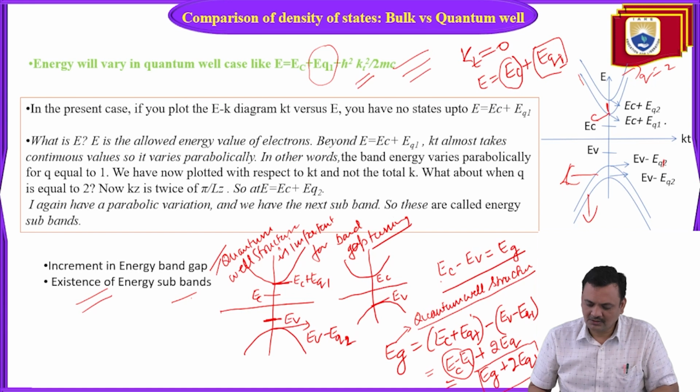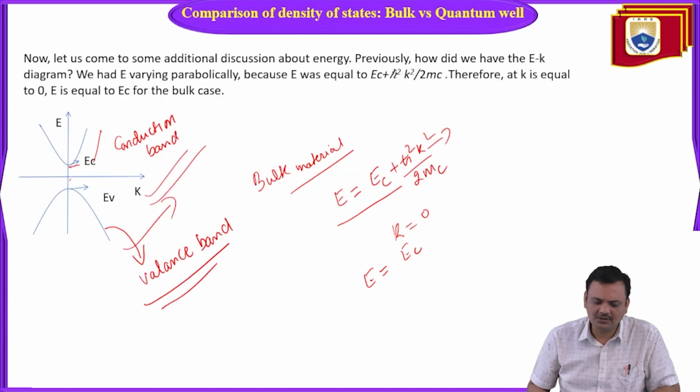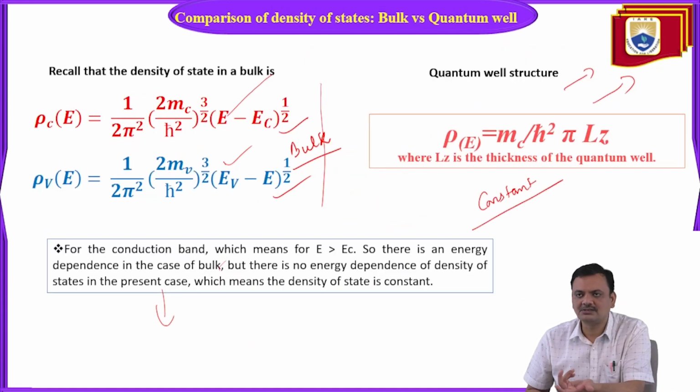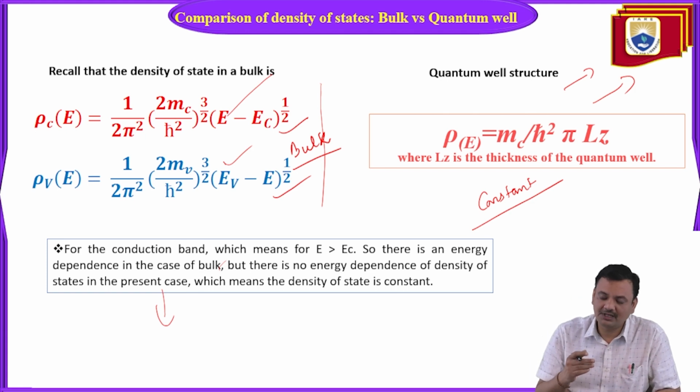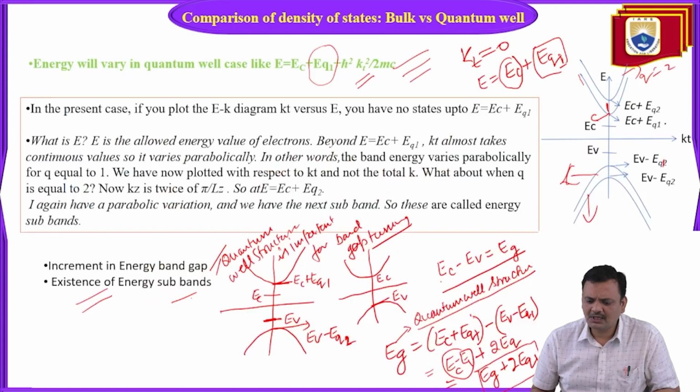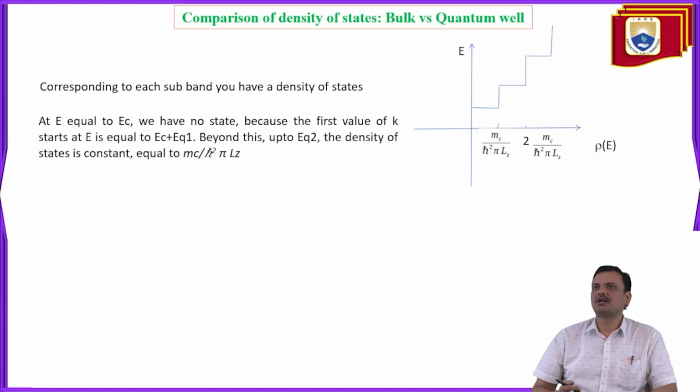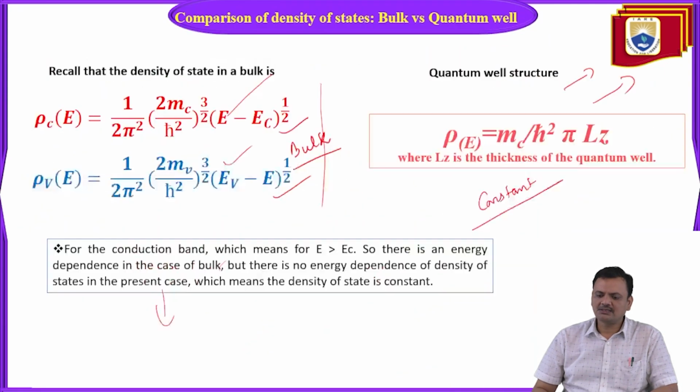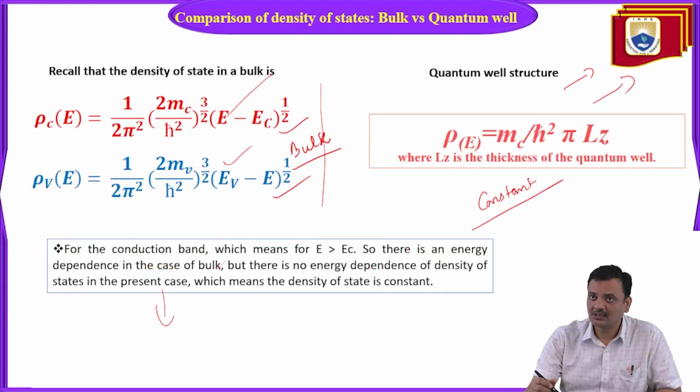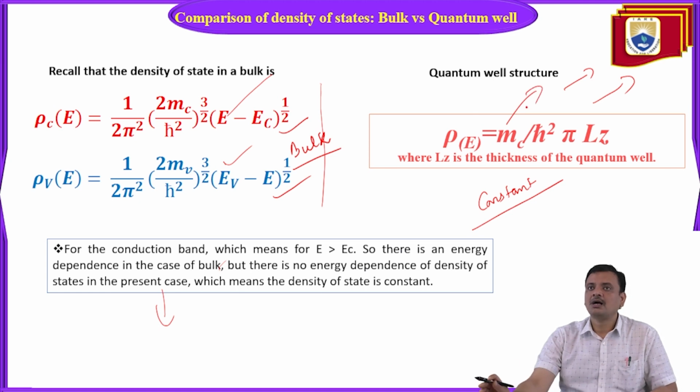Now, density of state, I already told that the density of state in a quantum well structure is constant in comparison to bulk, where the density of state will vary according to E to the power half. So if we are going to plot the density of state of a quantum well structure, what is the expression of density of state? Rho is equal to mc, what is mc? Effective mass of electron in conduction band. So mc upon h cross square pi upon Lz.